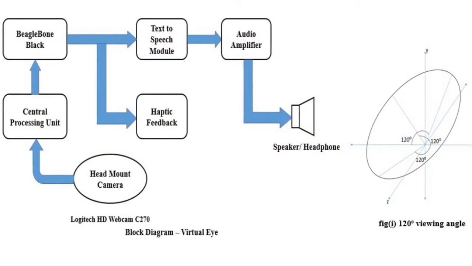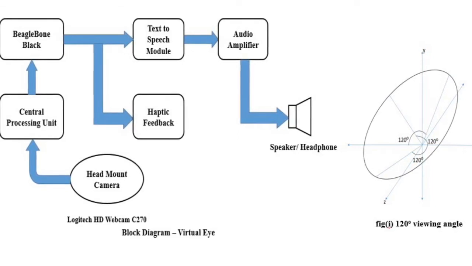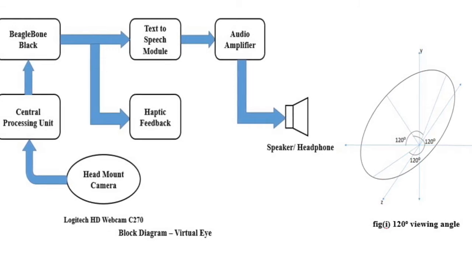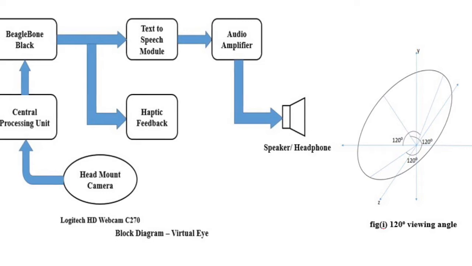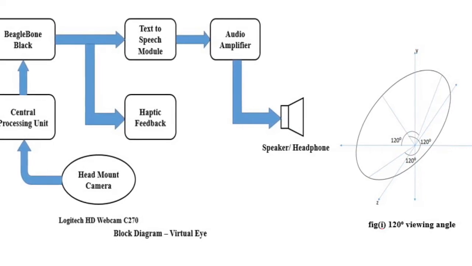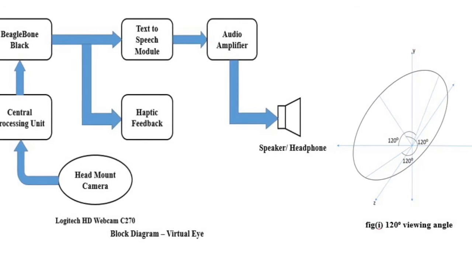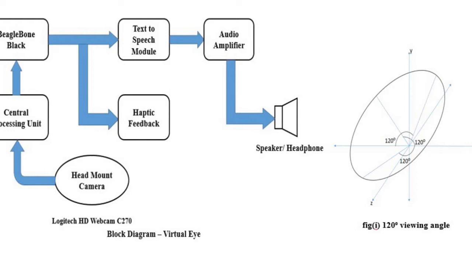Head-mount camera. A Logitech webcam is utilized to take real-time images of the surrounding objects and transmit the data to the CPU. The camera has a viewing angle of 120 degrees as shown in figure 1. BeagleBone Black. BeagleBone Black along with the central processing unit is used to process the image obtained from the webcam and recognize the captured image from the database, the output of which is given as a haptic feedback and an audio signal as per the needs of the user.